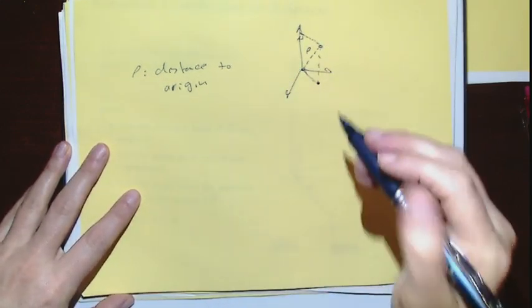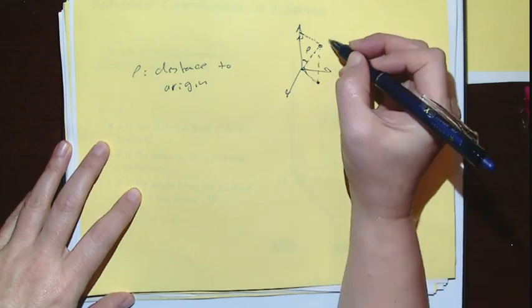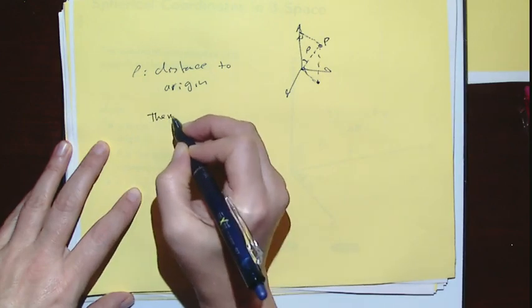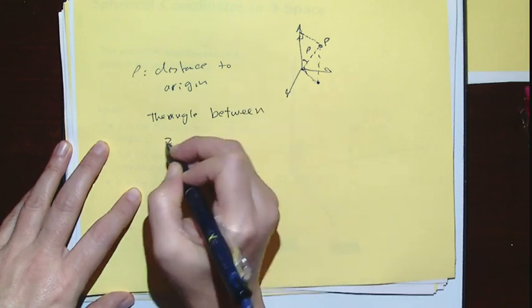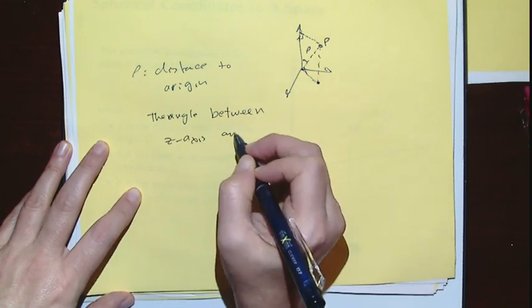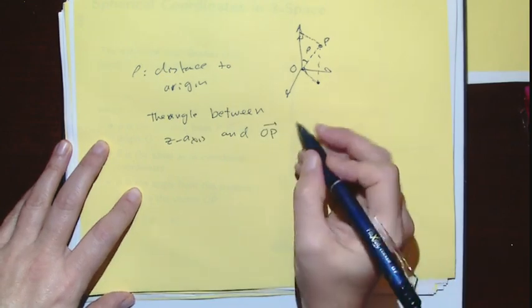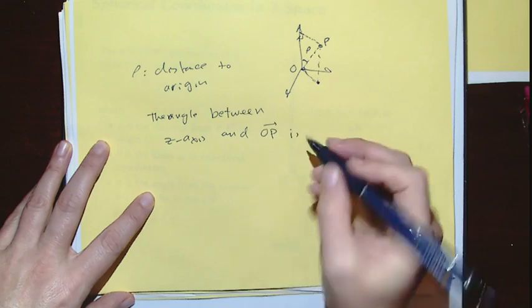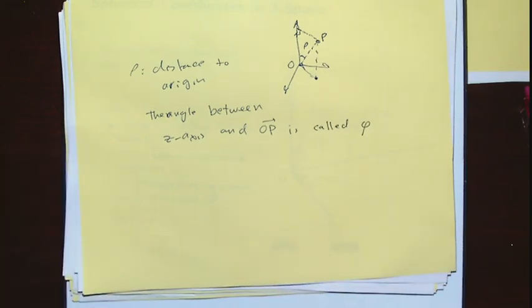Now, this is the point P. The angle between the z-axis and OP, like vectors OP and the z-axis, that angle I'm going to call phi.